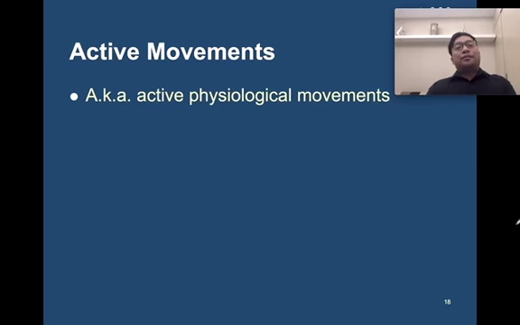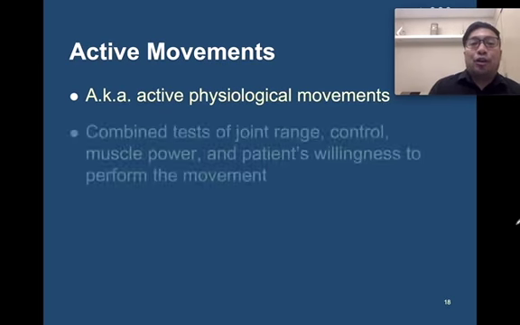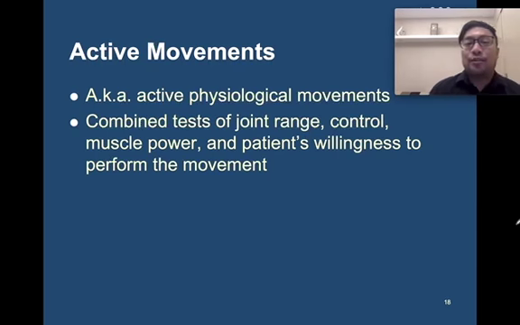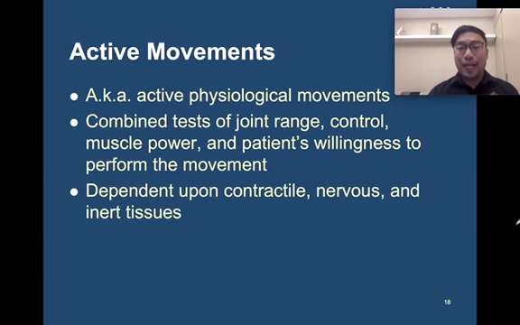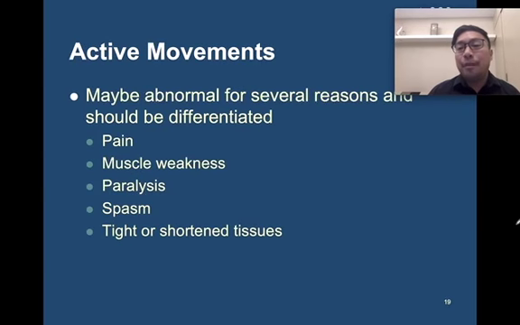All right. So, what are the active movements, or AKA active physiologic movements? These are combined tests of range of motion, control, muscle power, and patient's willingness to perform a movement. So again, this should be the patient moving a specific region. So it is actually dependent, of course, on muscles, contractile tissues, nervous, and inner tissue. Okay, so may be abnormal for several reasons, and it should be differentiated.